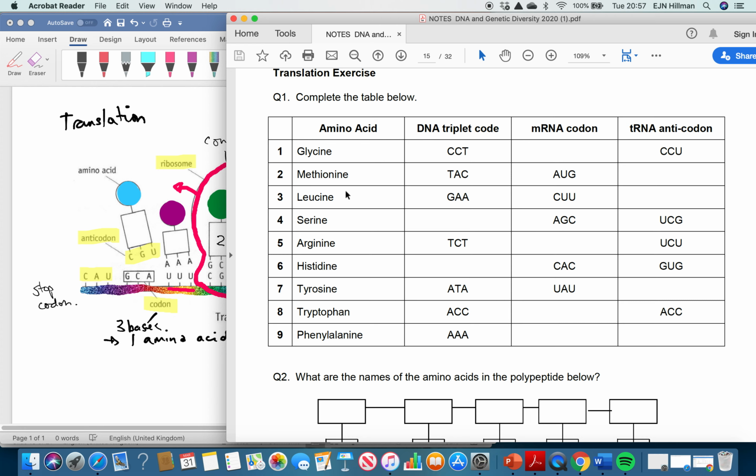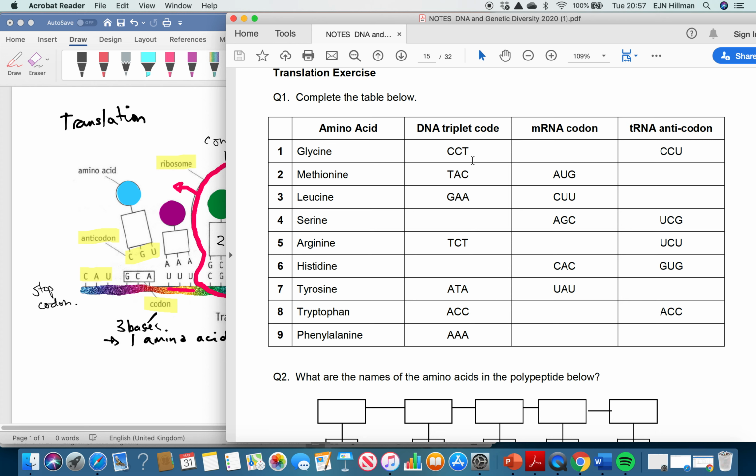Here we have, let's see if I can copy this. Here we have a table. Can I copy that table? No, it won't let me. Here we have a table showing a number of different amino acids. Here is the DNA triplet code, and you're asked to complete the mRNA codon. So obviously the triplet code is complementary to the mRNA codon. The mRNA codon is then complementary to the tRNA anticodon.